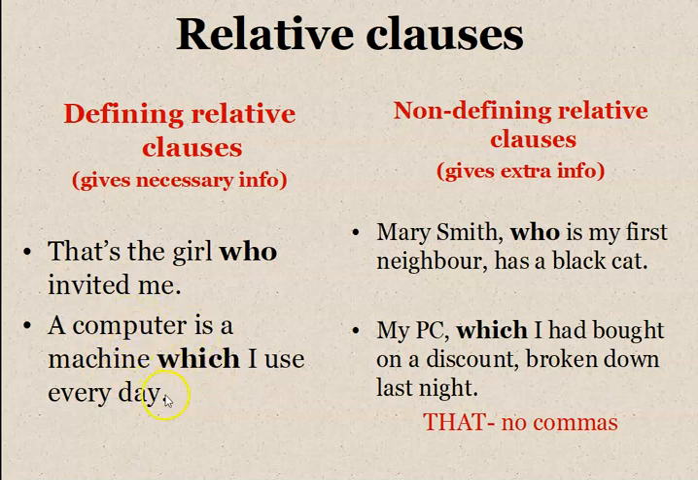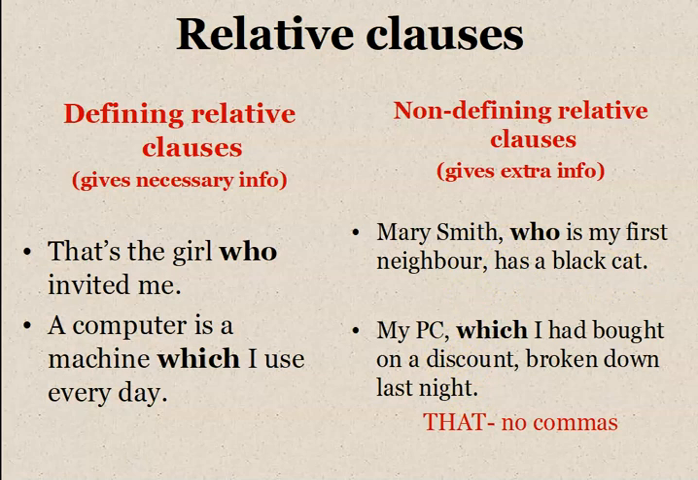If you think about the second example, can we omit the pronoun which? A computer is a machine I use every day. Yes, we can, because this is an object pronoun. Okay, let's see what happens with non-defining relative clauses. Non-defining relative clauses give some extra information about a person or a thing, which means we deal with commas now, okay? Let's see the examples.